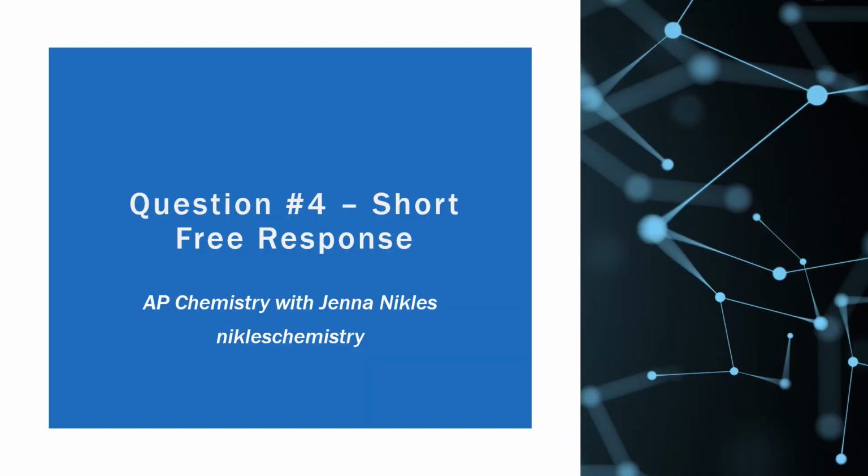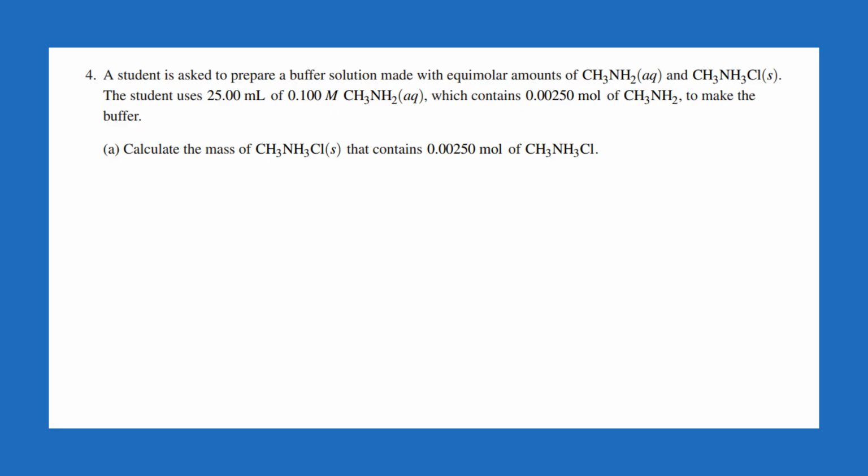Question 4 is the first of 4 short free response questions, and each of them is worth 4 points. Okay, so we're making a buffer with our weak base and our conjugate acid. I always like to annotate the questions like that. The student uses 25 milliliters of 0.1 molar of our weak base, which contains this many moles of our weak base. They didn't need to give you that. You could find that using the volume and the molarity.